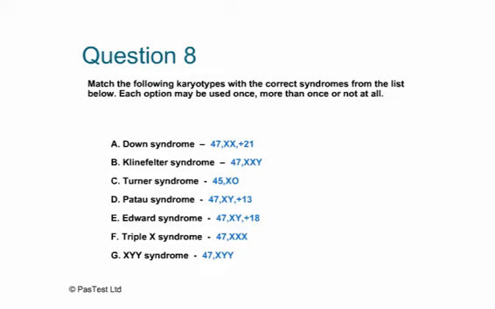The condition XXX is, as the name suggests, due to 3 copies of chromosome X. And XYY is a condition which is relatively unknown but quite common. And the difficulty in the exam is that people sometimes confuse Klinefelter and XYY simply by reversing the number of X's and Y's. So just be careful not to get those two confused.